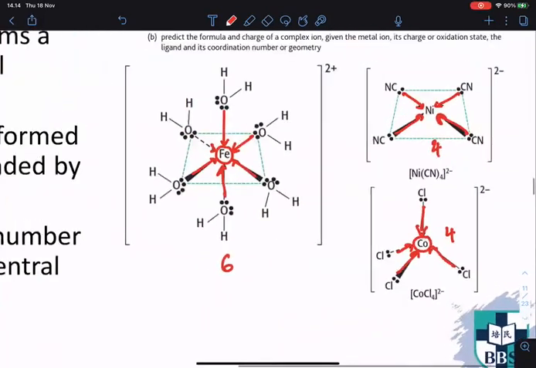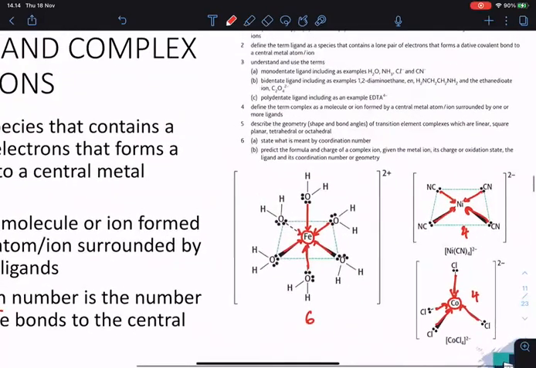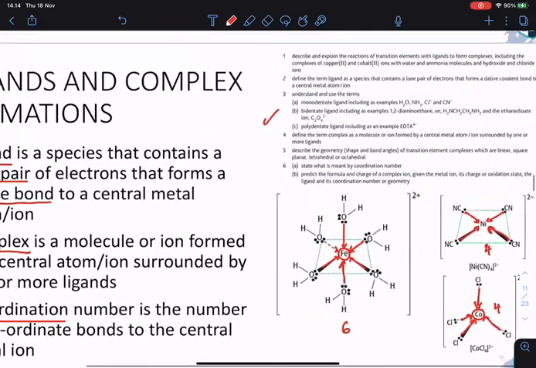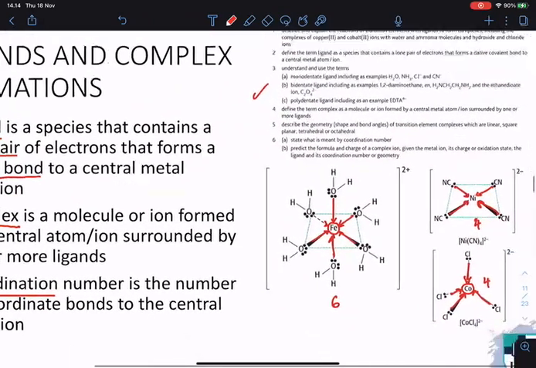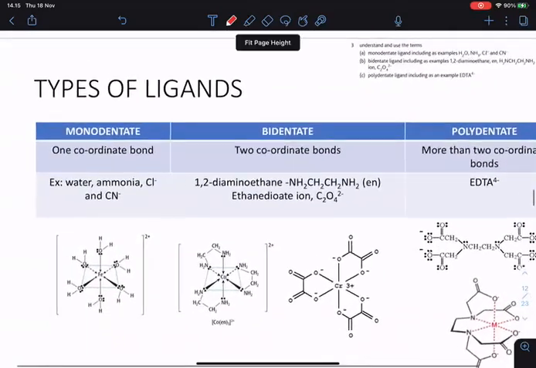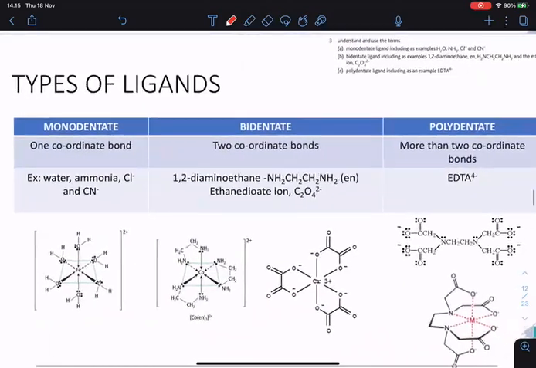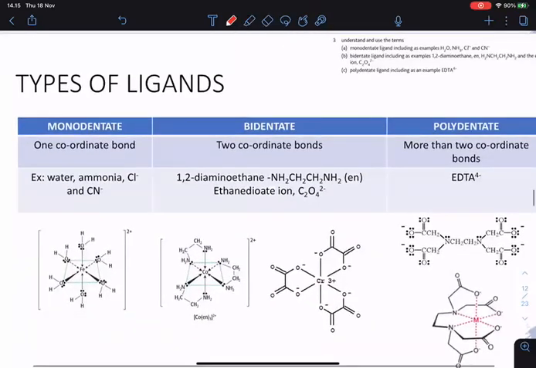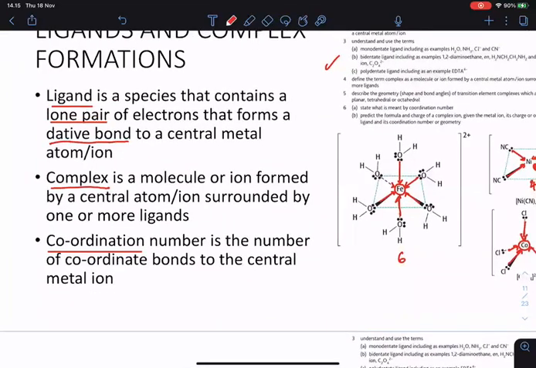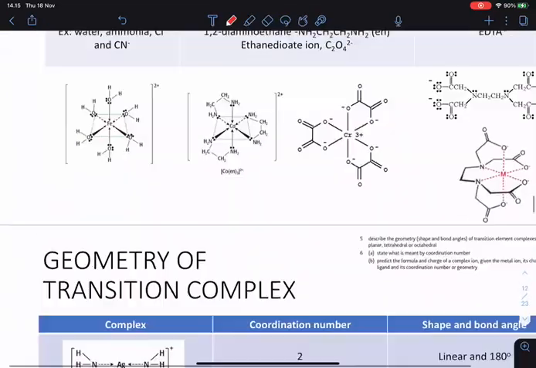I have covered all this. You can read all this, but basically I'm trying to teach based on the syllabus, so you can have a look at that as well. If I want to look at types of ligands, we have learned what a ligand is. A ligand is a species that contains a lone pair of electrons that can form a dative bond. Very important, they must have a lone pair.